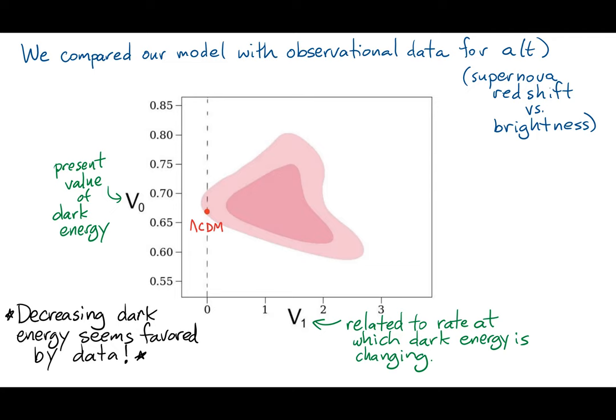So the best fit happens when you have some slope of the potential. This is the lambda CDM model where V1 is zero. So that's no change in the potential energy and the current value. This is the like 65 to 70% dark energy that we talk about as being the current observed value.